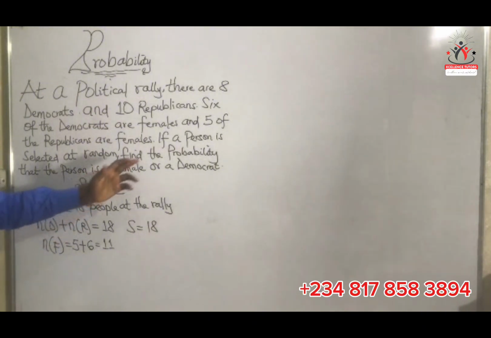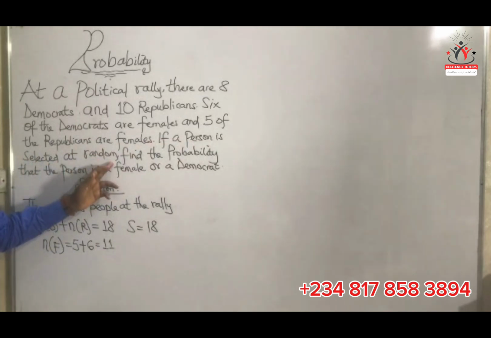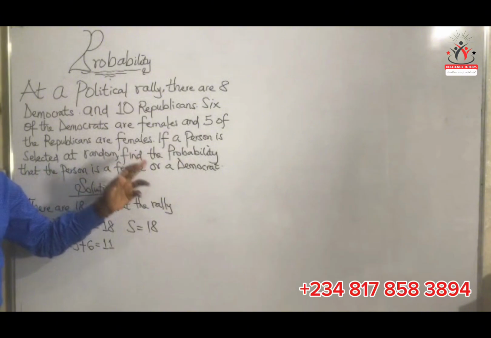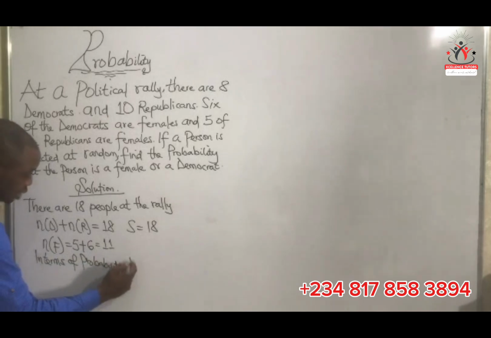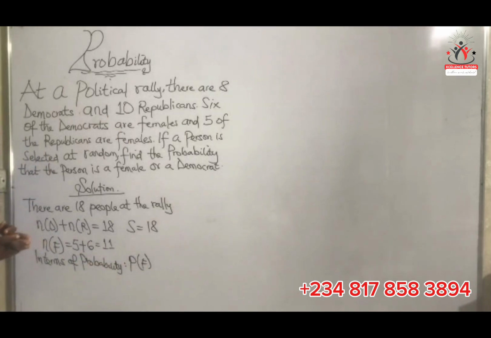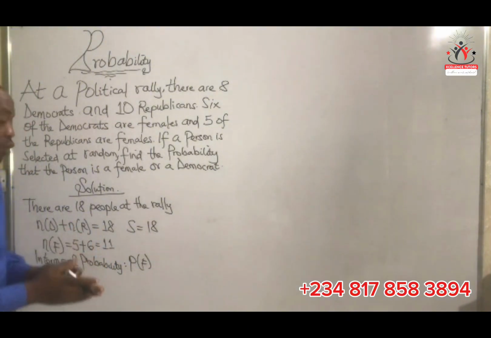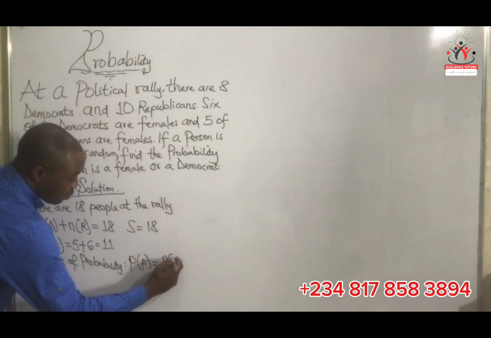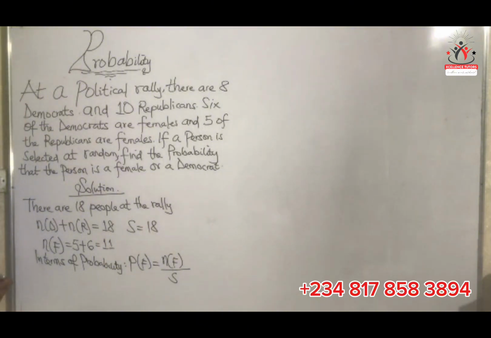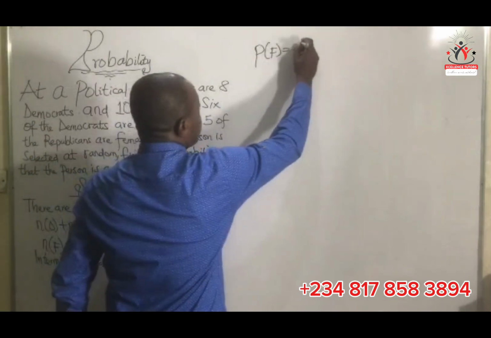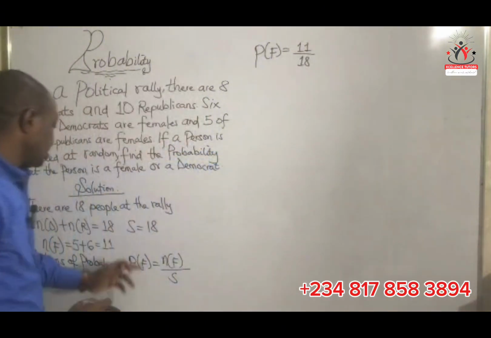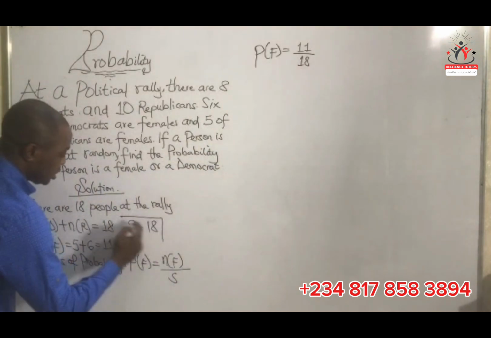Again, we are asked to find, if a person is selected at random, the probability that the person is a female or a Democrat. In terms of probability, the number of females present at the rally is 11. So the probability of a female present at the rally will be the number of females upon the sample space, which is 11 out of 18. Don't forget that the sample space is 18.